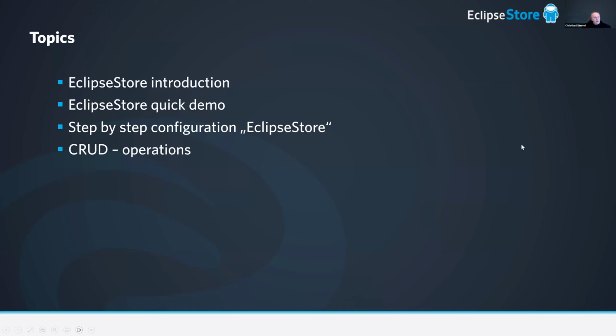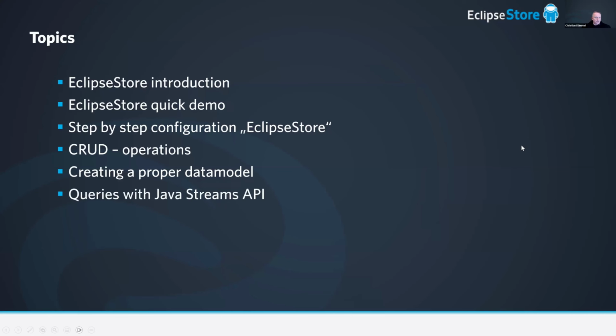Then we will talk about all the different CRUD operations, so create, read, update, and so on, all the basic database stuff. Then I think it's important for you to know how to create a proper data model, especially with EclipseStore. It's a little different from the data models you are used to, especially with relational databases. It's a good point to show you the real differences between the two structures and the biggest advantages of EclipseStore, especially in the data model.